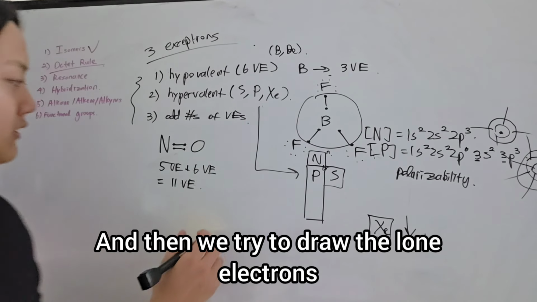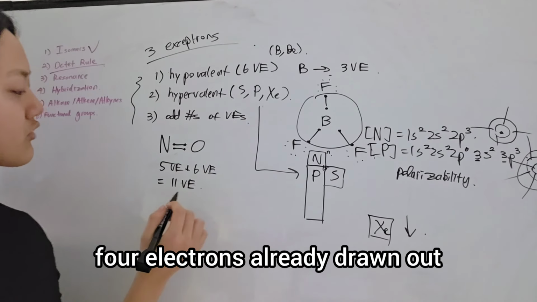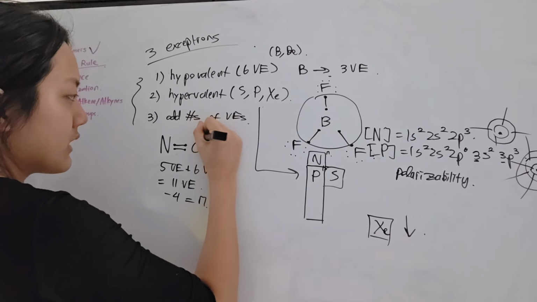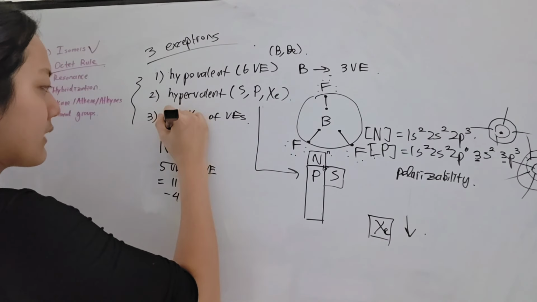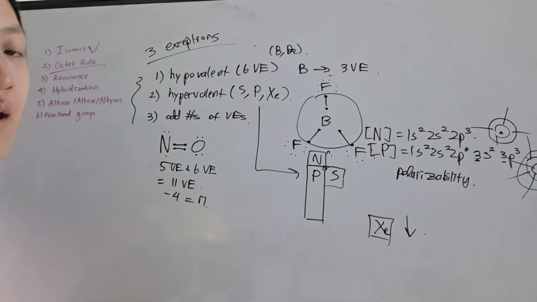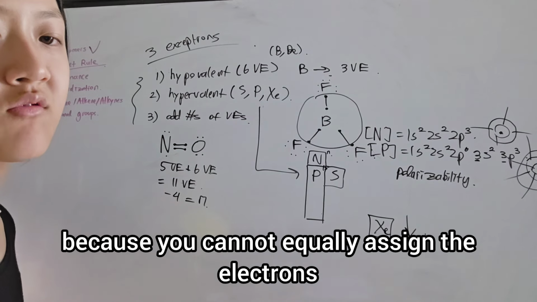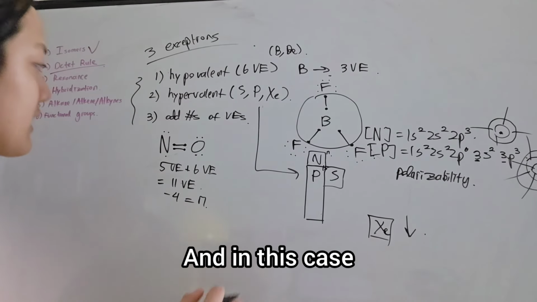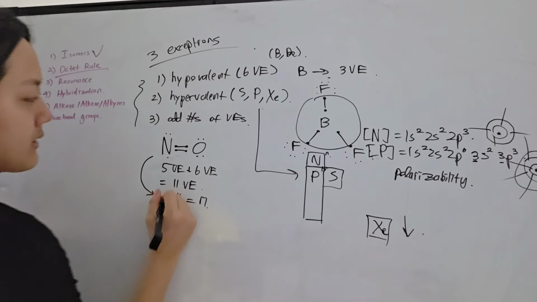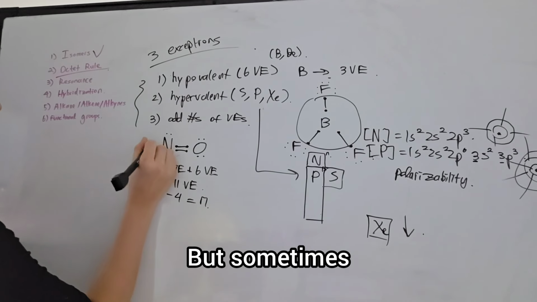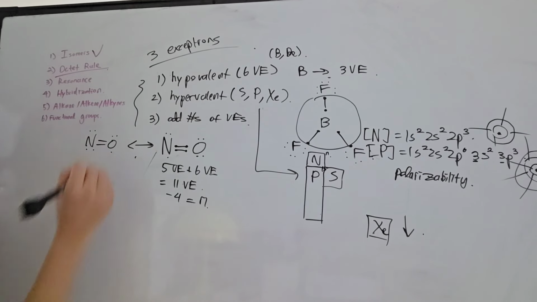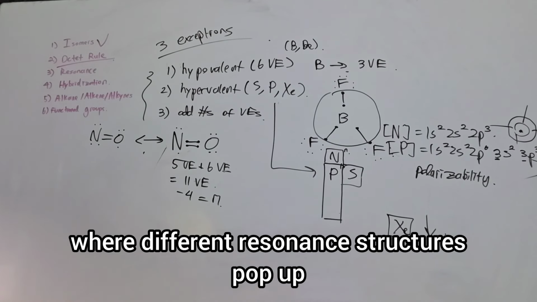And then we try to draw out the lone electrons. So we have 1, 2, 3, 4 electrons already drawn out. Now we have 7 valence electrons that we have to distribute. Let's say we can do it like 1, 2, 3, 4, and 1, 2, 3. Now, that is an odd number of valence electrons. That is an exception to the octet rule, because you cannot equally assign the electrons. And in this case, there's going to be a resonance hybrid. Sometimes it's going to be with nitrogen, but let me draw it over here. But sometimes the 3 electrons are going to be on oxygen, like this. So there are different times where different resonance structures pop up.